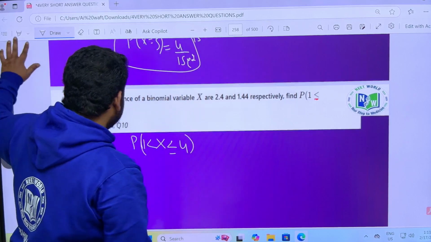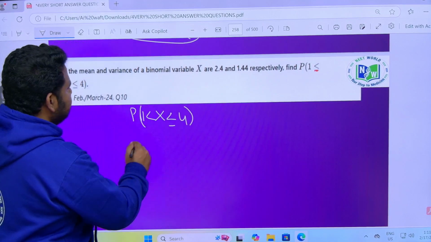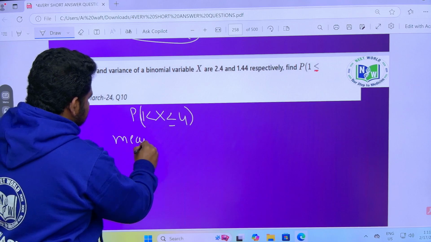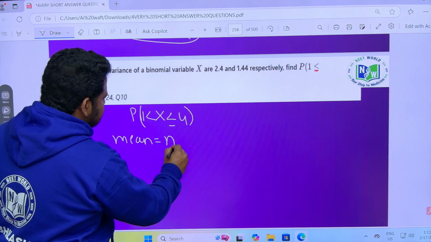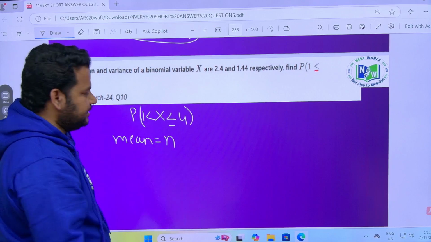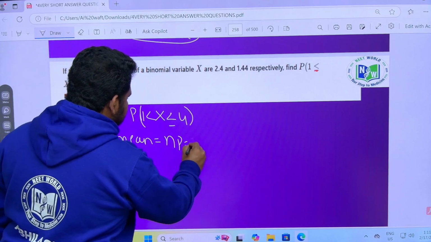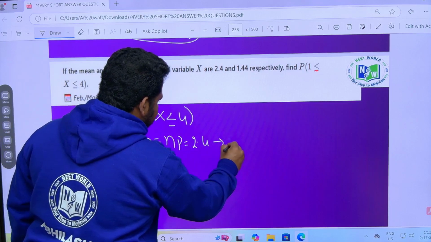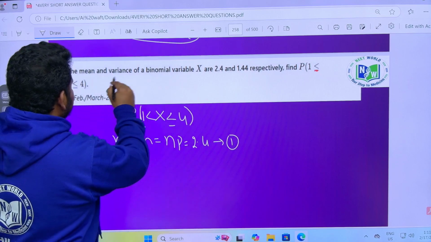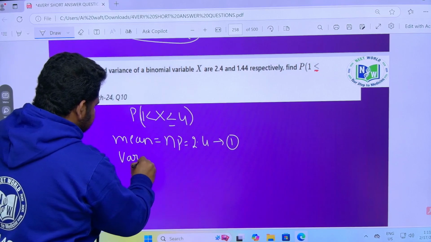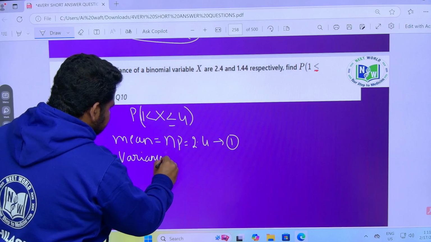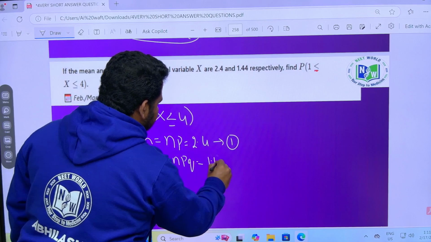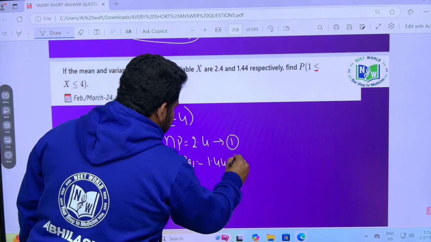So now what we will do, they have given the mean of the binomial variate. Mean means NP. NP is equal to 2.4. Let this be equation 1. What is variance? Variance is nothing but NPQ. NPQ is given as 1.44. That is equation 2.